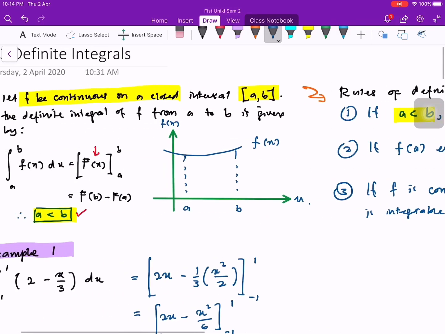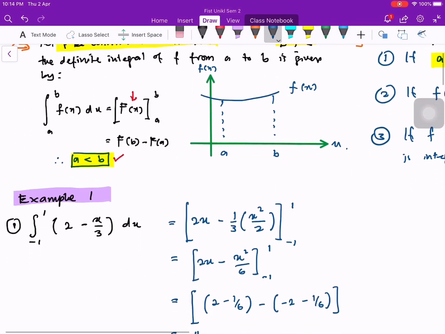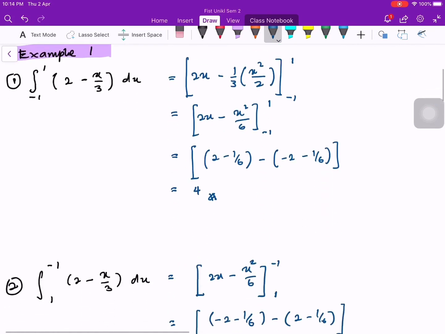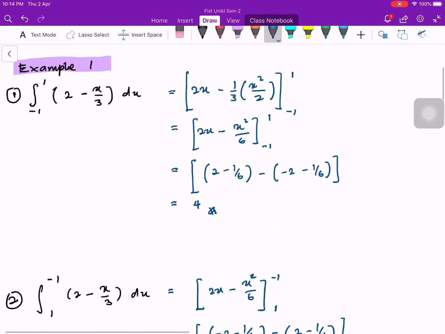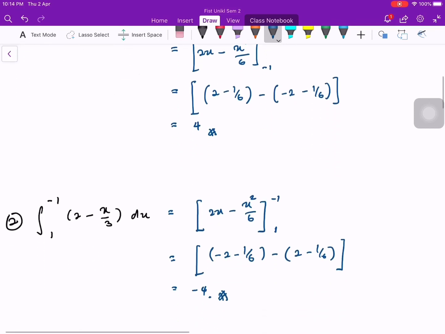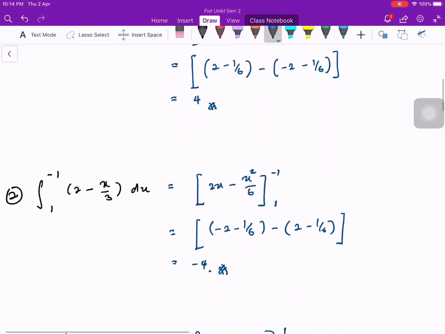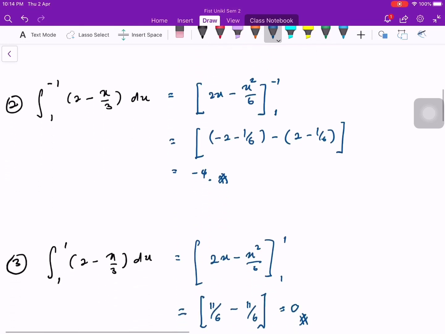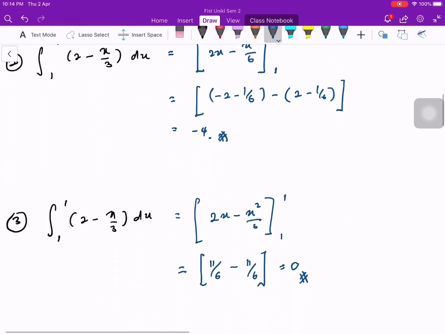Okay, so yang ini dia dah buktikan kita punya first rule. Okay, so kalau kita tengok dekat sini, kita ada limit 1 daripada negatif 1, kita dapat 4. Then we interchange the limit from -1 to 1. We're supposed to have -4. Okay, then the third one is we have 2 minus x over 3 dx. Okay, the same thing, 2x minus x squared over 6.